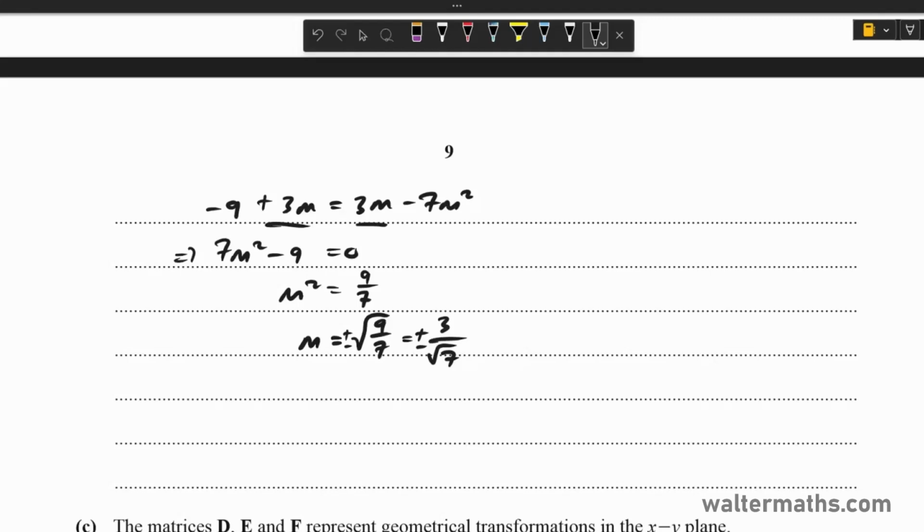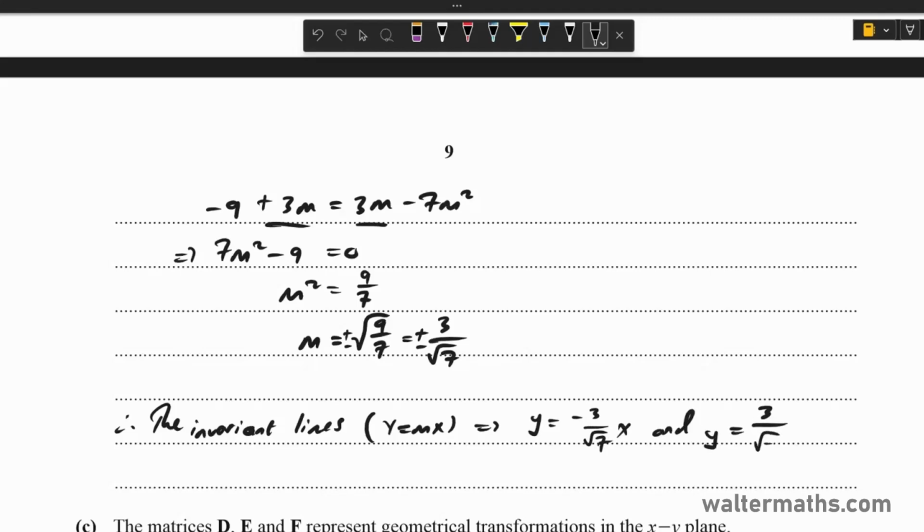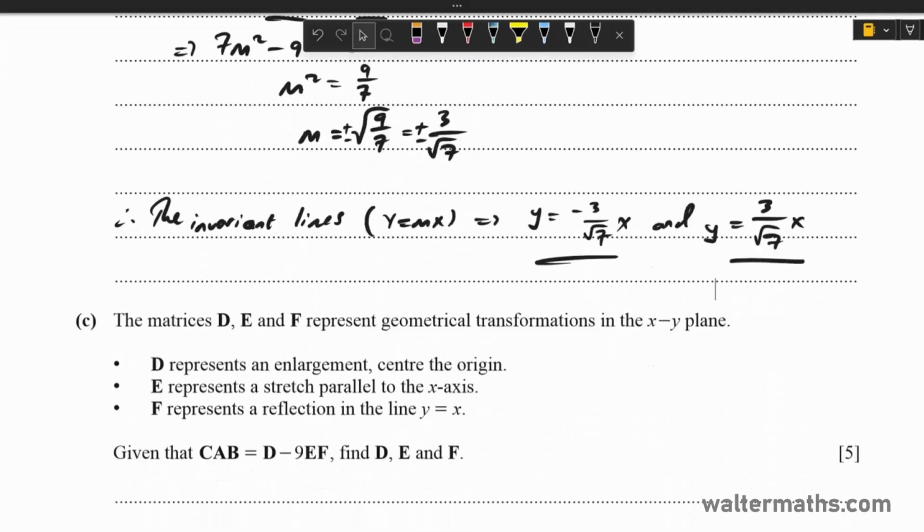So therefore, the invariant lines, which take the form y is equal to mx, will be y is equal to minus 3 over root 7 of x, and y is equal to 3 over root 7 of x. So these are the answers right here. Let's go on to part C.